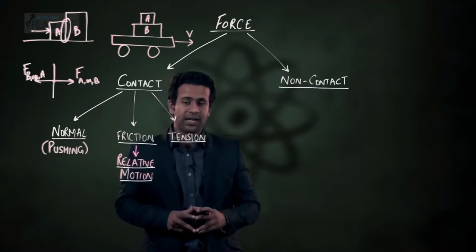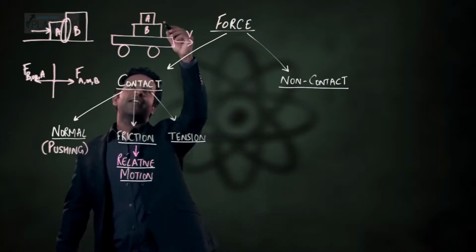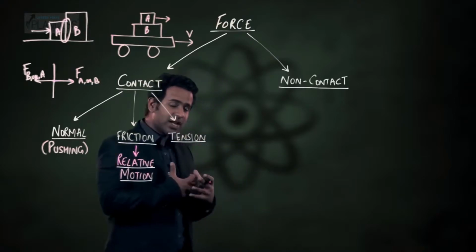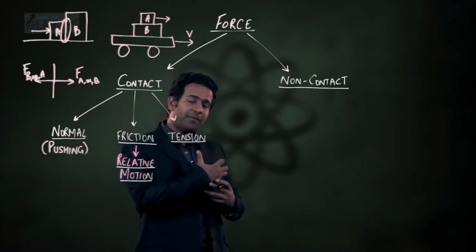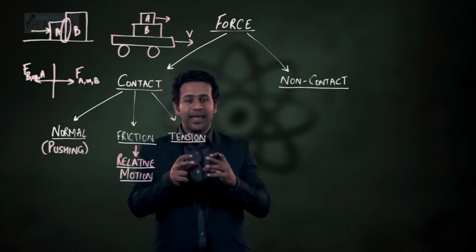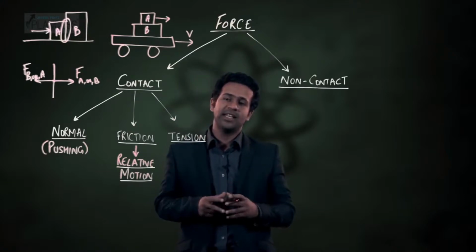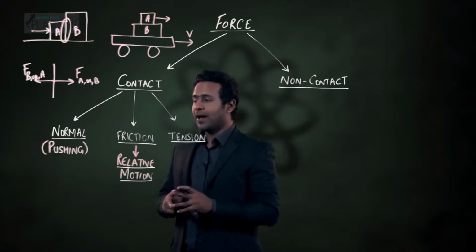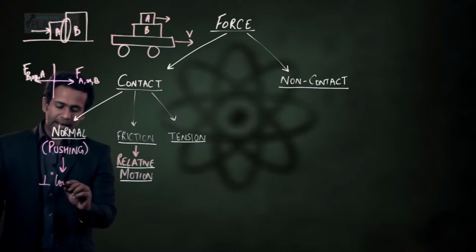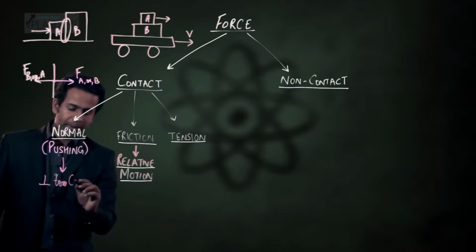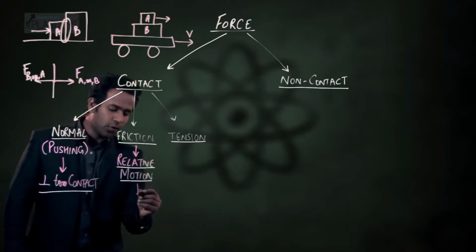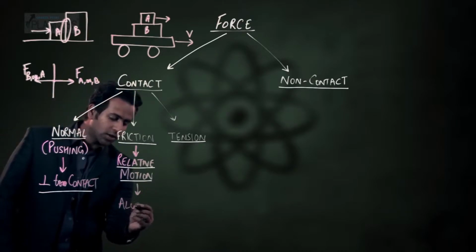The force of friction will appear only if A tries to move with respect to B. That is, A tries to get ahead of B, or if for some reason A is getting lagged behind. So only when A moves with respect to B, we will see a frictional force. And just as we saw that normal is perpendicular to contact, similarly, frictional force is always along the contact.